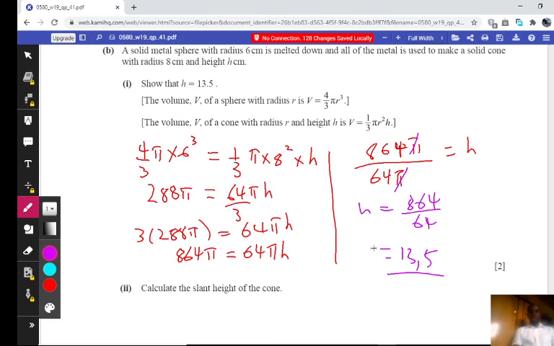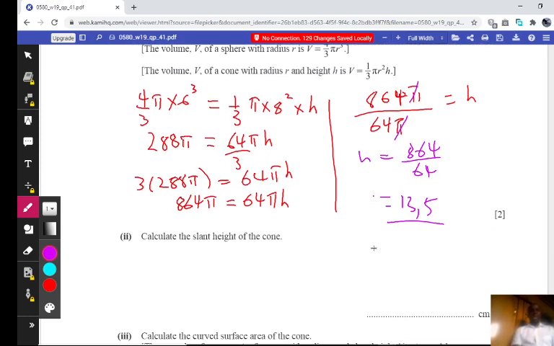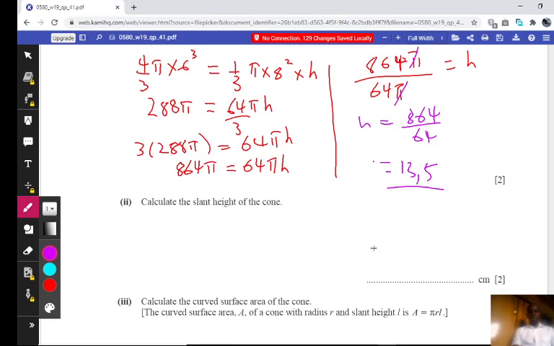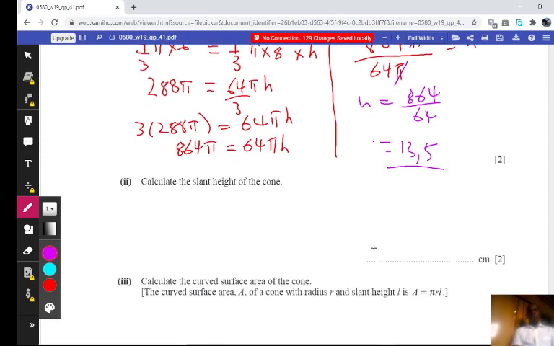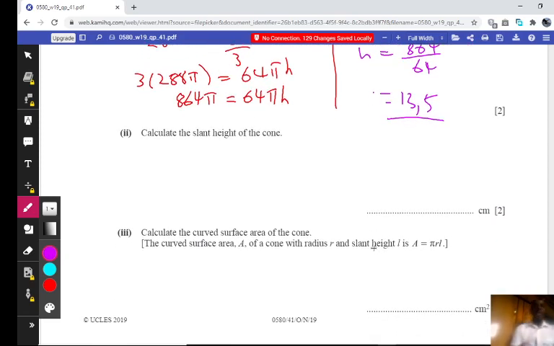Right, moving on to the next question. Calculate the slant height of the cone. Slant height of the cone. Now we're given the height of the cone, we have it. Because the cone is like this.